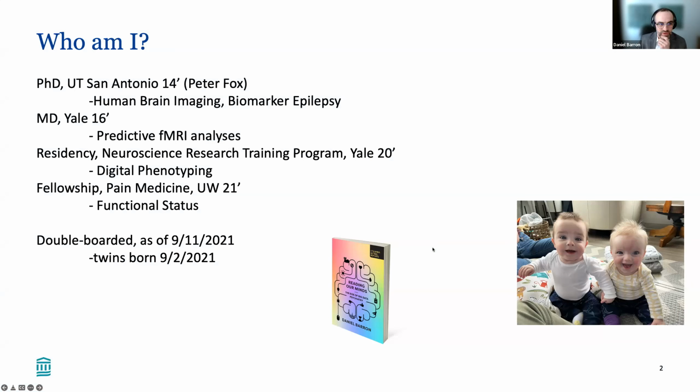So my background is in brain imaging, and both for my grad school and during med school, I was very involved in MRI analyses, and specifically in epilepsy and in mental health conditions. However, in residency, I began to wonder whether the things that I was looking for in the brain imaging data could be more precisely defined. And so I began to think about digital phenotyping as a way to quantify what I thought was relevant clinically. And then after this, I did a fellowship in pain medicine at the University of Washington, became very interested in functional status, which is the current focus of my research.